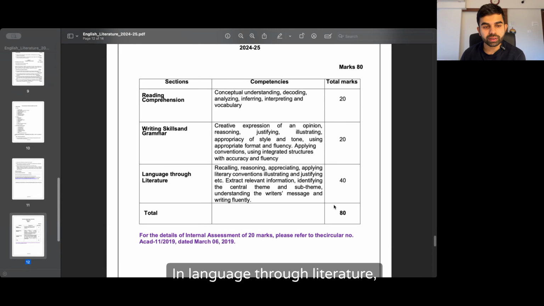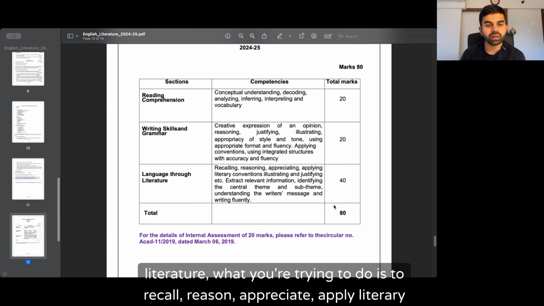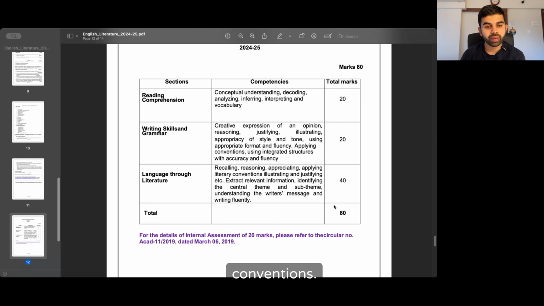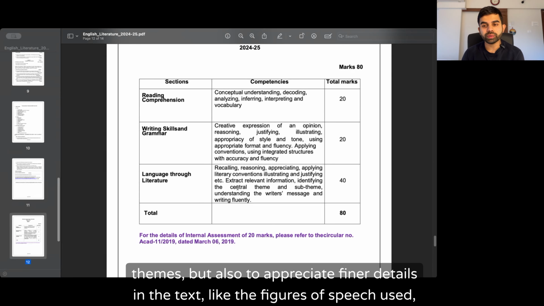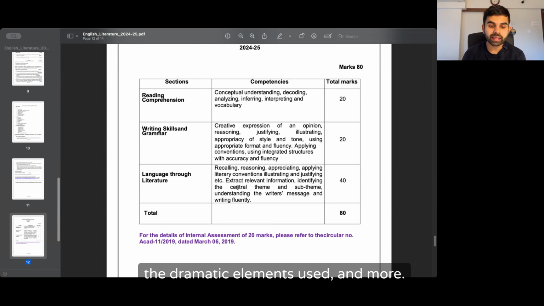In language through literature, what you're trying to do is to recall, reason, appreciate, apply literary conventions. So they want you to read it thematically, as you can see here, the central theme and sub-themes, but also to appreciate finer details in the text, like the figures of speech used, the dramatic elements used, and more.